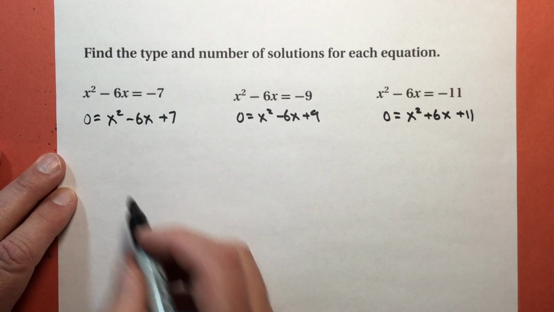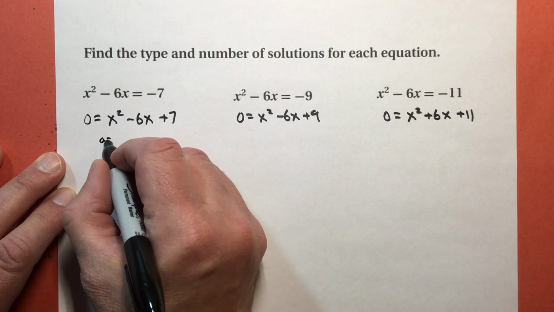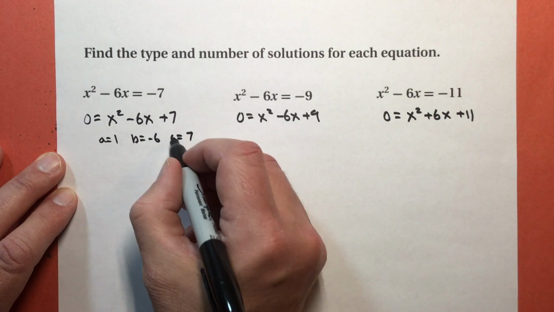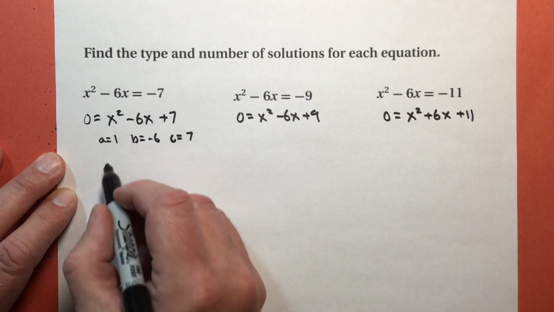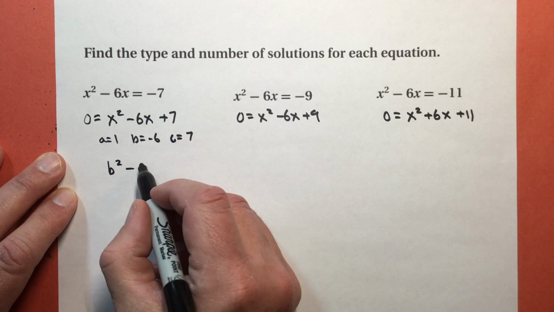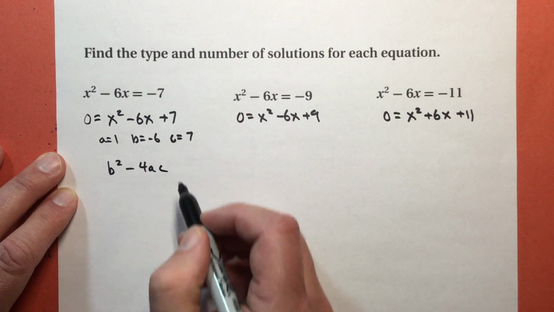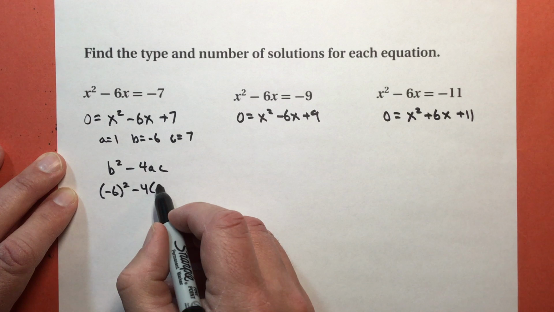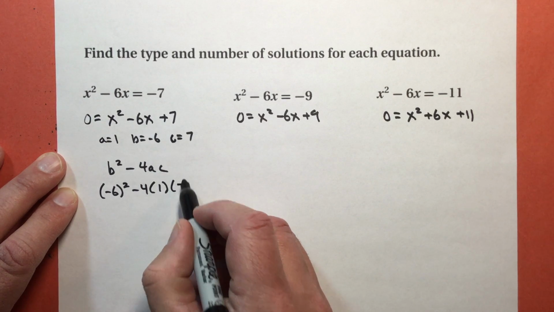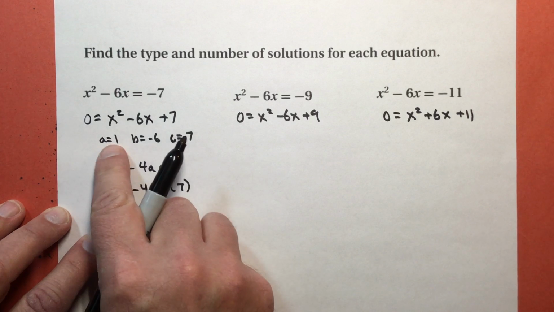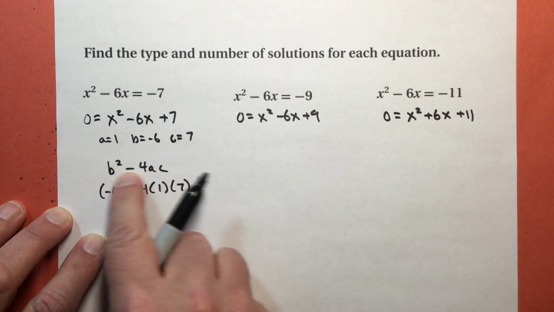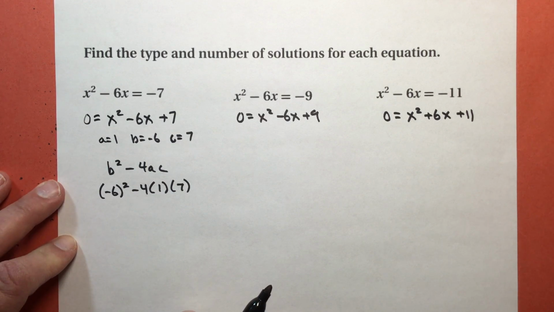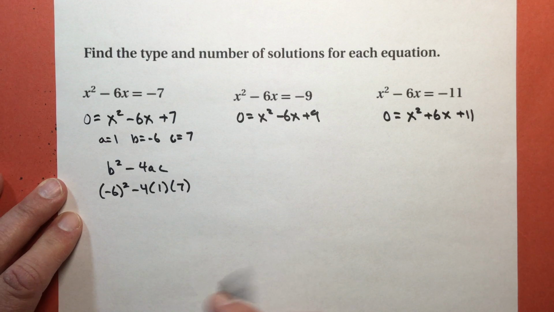Now we're going to figure out the discriminant. My A is 1, my B is -6, and my C is going to be +7. B to the second power subtract 4AC. This is -6 to the second power subtract 4 times 1 times 7. So I'm just taking my ABC parameters and replacing them into my, I hate to use the word formula, but my rule for the discriminant.